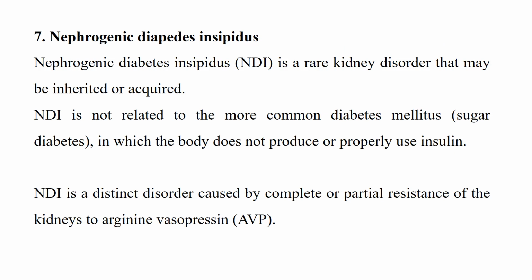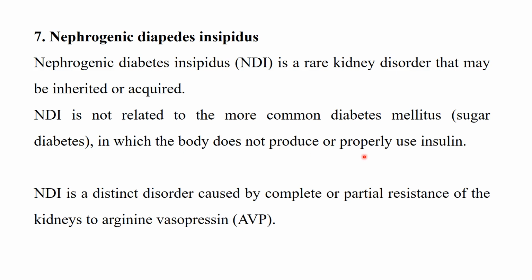Nephrogenic diabetes insipidus. Nephrogenic diabetes insipidus is a rare kidney disorder that may be inherited or acquired. Inherited भी हो सकता है, acquired भी हो सकता है. NDI is not related to the more common diabetes mellitus. Diabetes mellitus साथ relate नहीं करता. That is common sugar in which the body does not properly use insulin.